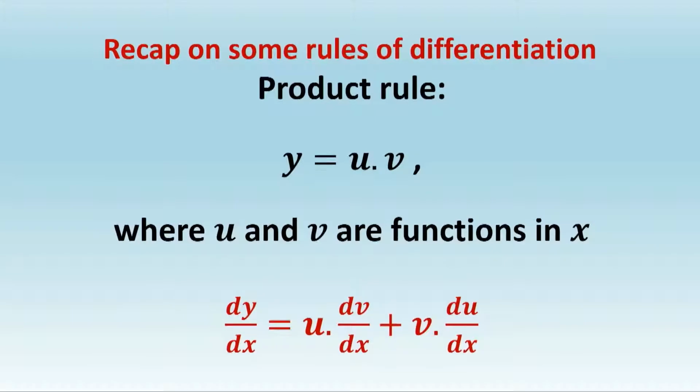The product rule. If y is equal to uv, where u and v are functions in x, then dy by dx is equal to u multiplied by dv by dx plus v multiplied by du by dx.